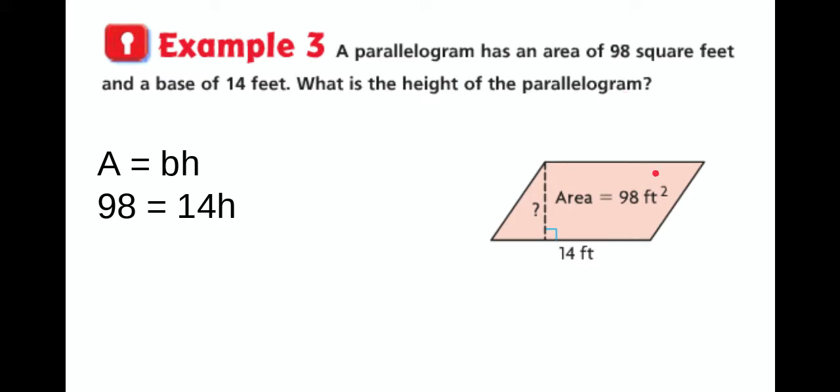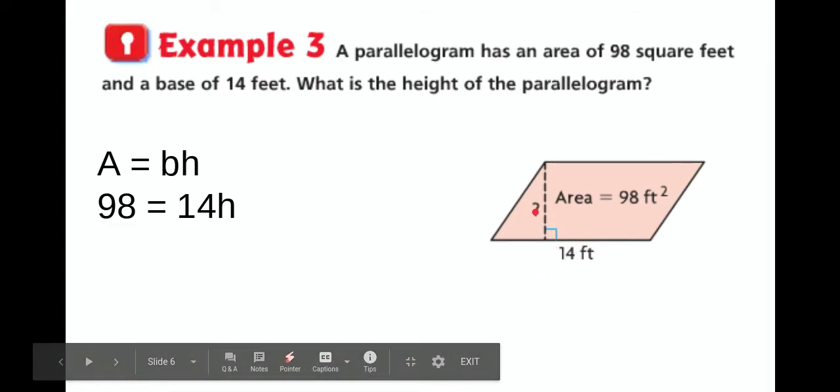So notice that area always gets a label of units squared, and bases and heights, because they are straight lines, are always going to just have the units. They're never going to be squared units or anything like that. So on your paper, let's put in this same formula. We're always going to use this for parallelograms. A equals BH. This time, though, we're going to substitute 98 in for the capital A. We know what the area is. We're going to substitute 14 in for B, which is the base. We know what our base is. Don't know the height.